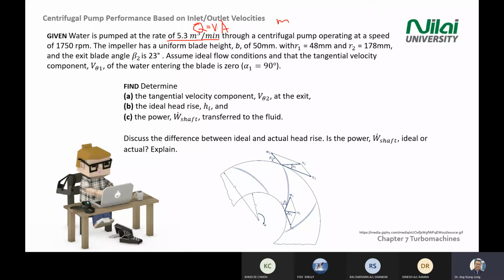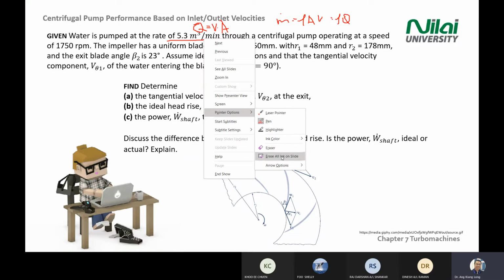Okay, and recall how to get m dot. m dot equals rho A V equals rho Q. Okay, but this is the previous chapter. What is important is that by reading the question itself, you should know what this means.